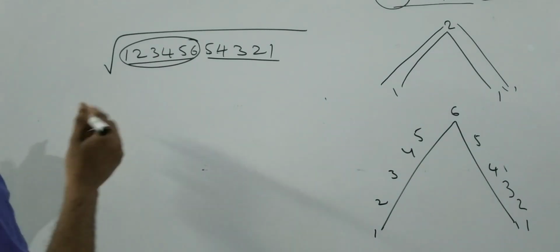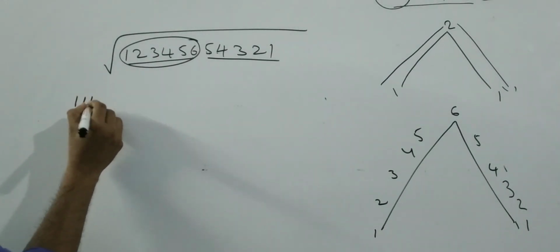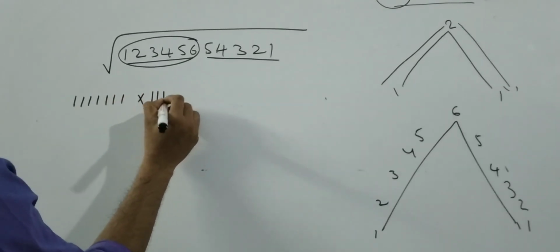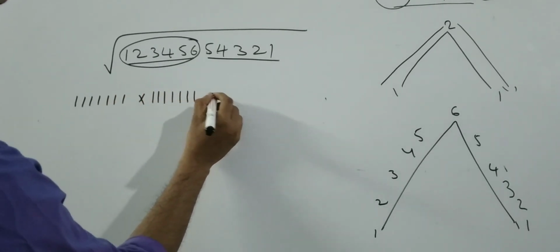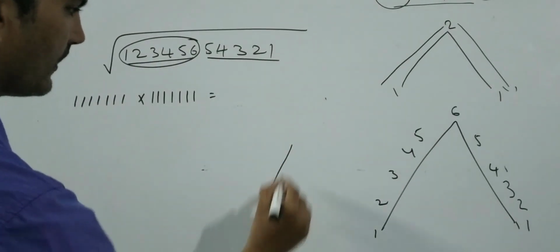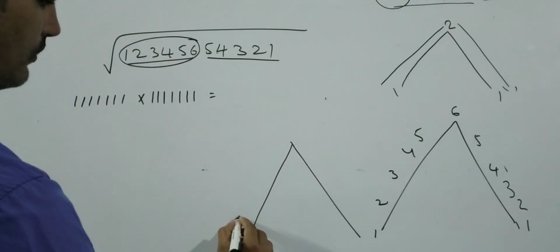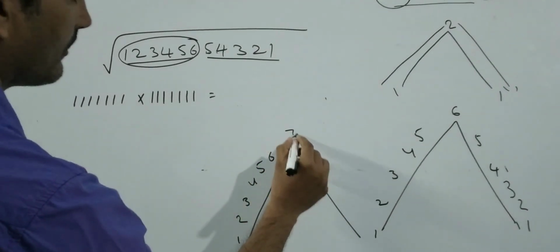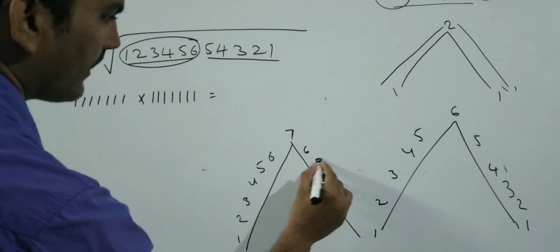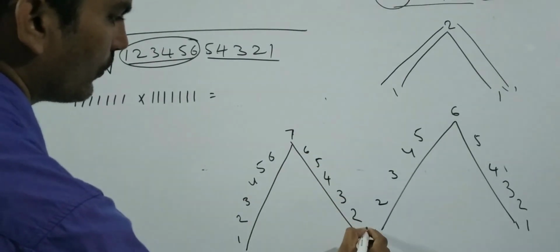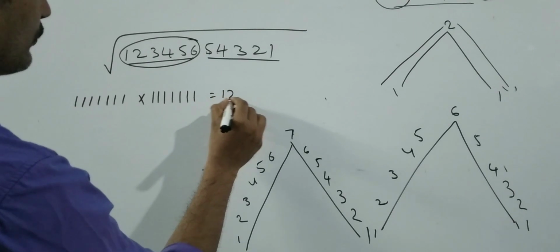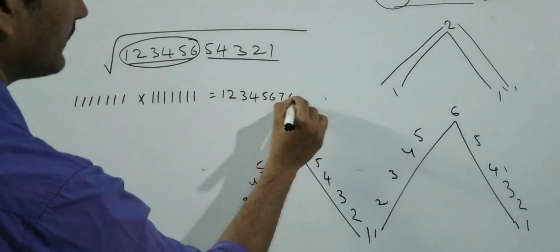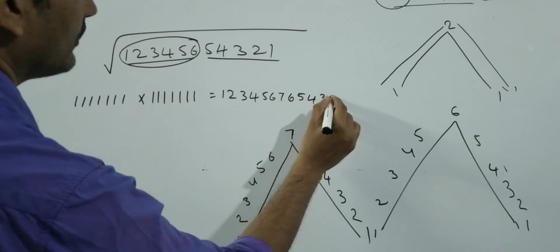If suppose 7 is there, 1, 2, 3, 4, 5, 6, 7 into again 1, 2, 3, 4, 5, 6, 7, then how can we write? Same only. 1, 2, 3, 4, 5, 6, 7. From here again 6, 5, 4, 3, 2, 1. That means 1, 2, 3, 4, 5, 6, 7, again 6, 5, 4, 3, 2, 1.